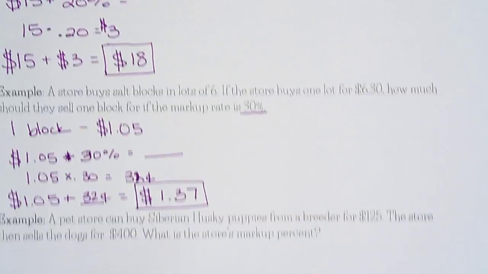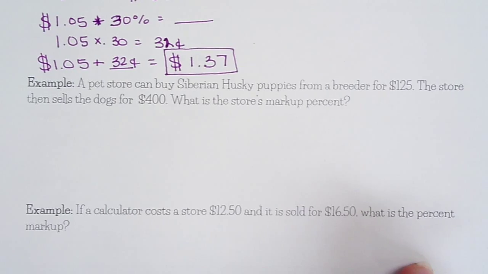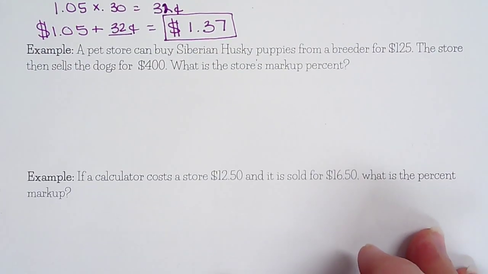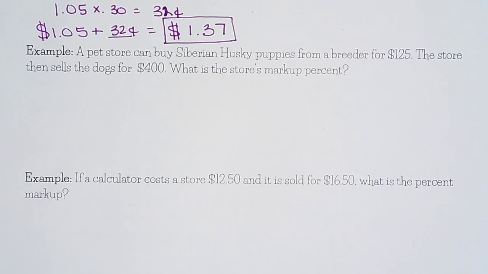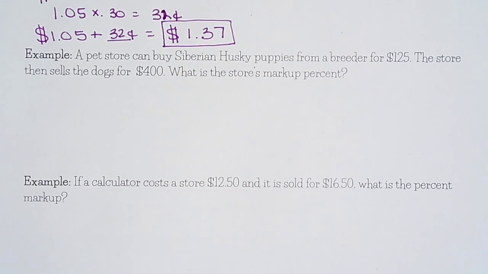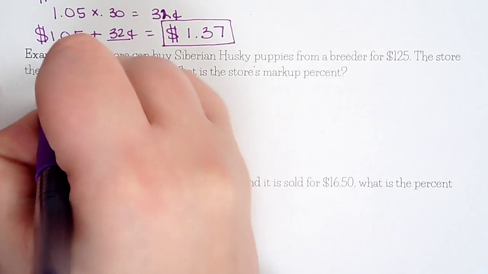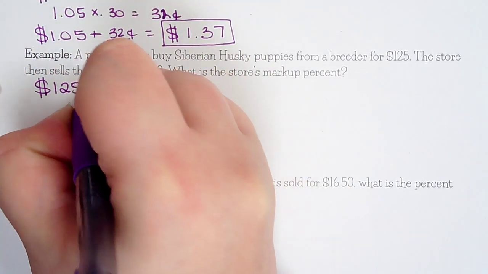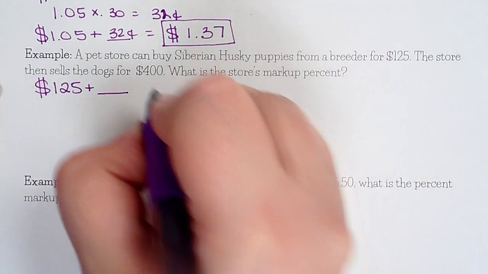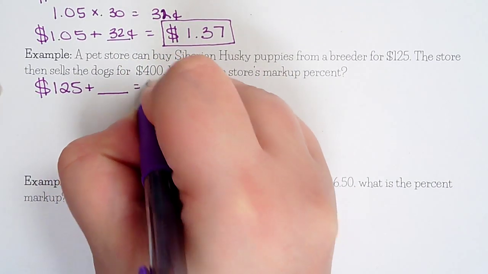All right, we got 2 more here. So a pet store can buy Siberian Husky puppies from a breeder for $125. The store then sells the dogs for $400. What is the store's markup? So this one, we actually have to work backwards. We know that our original cost is $125 plus some markup that we don't know equals $400.